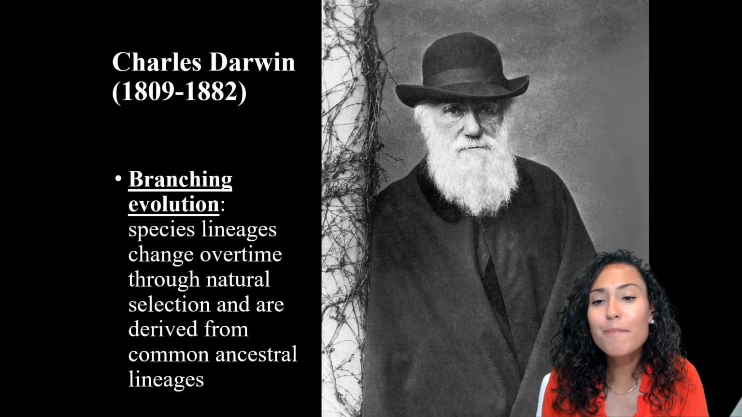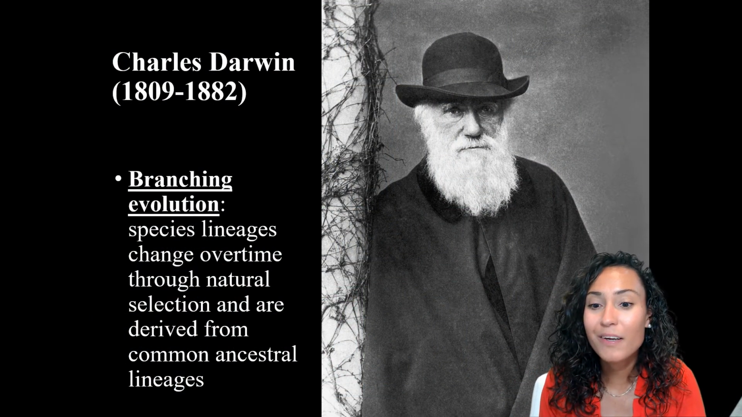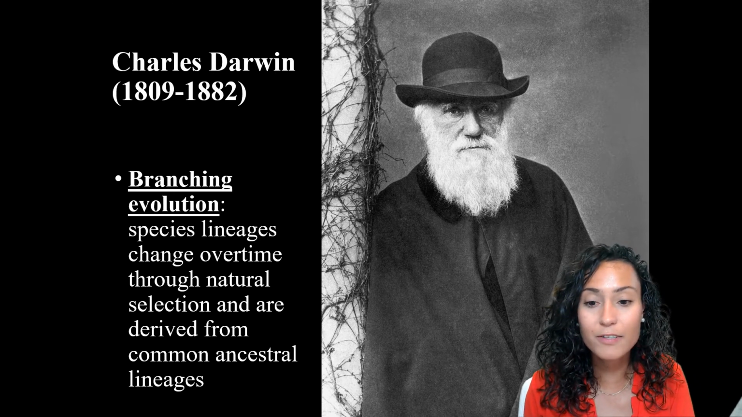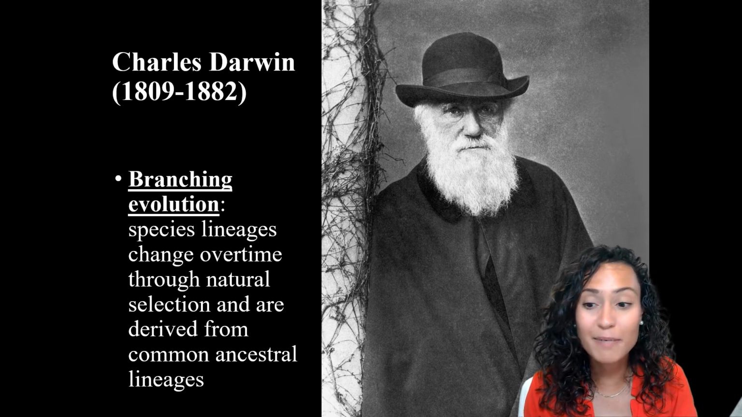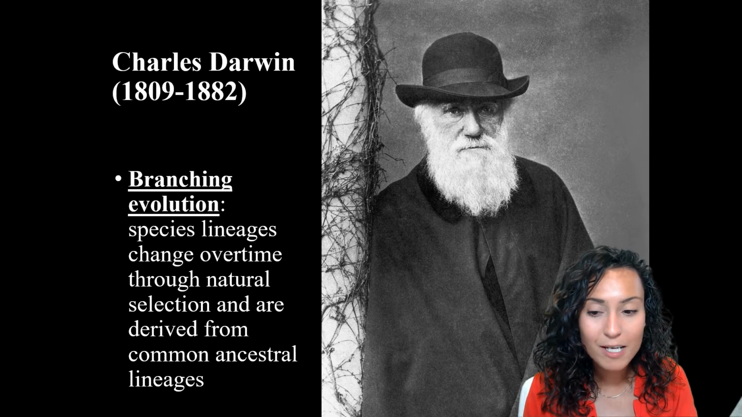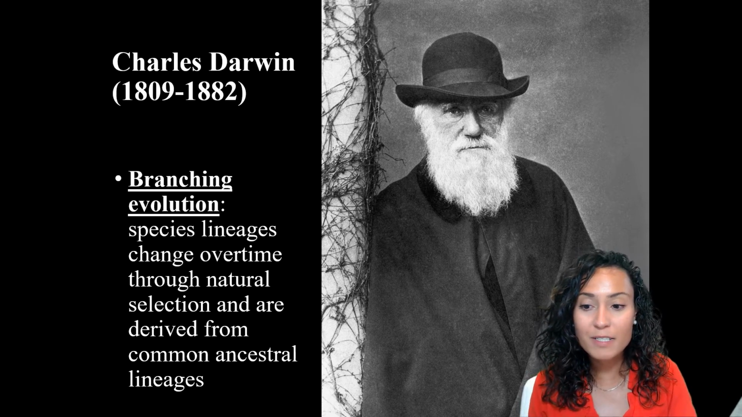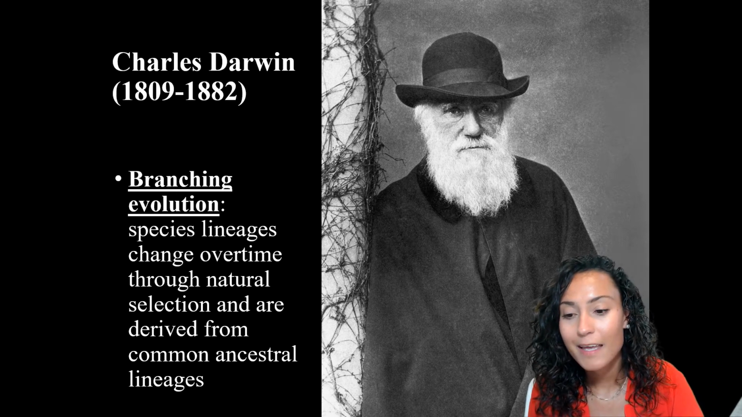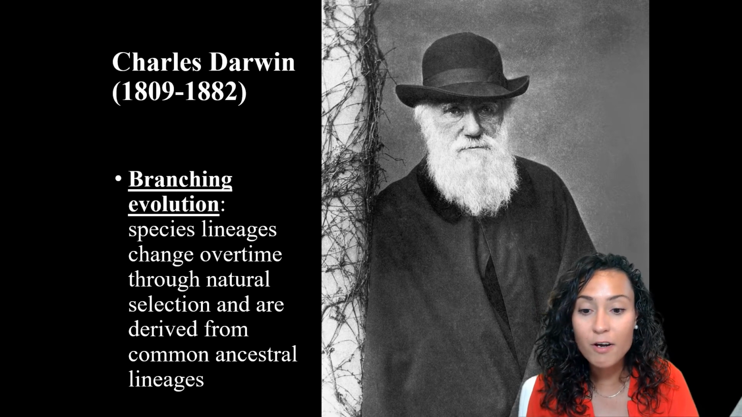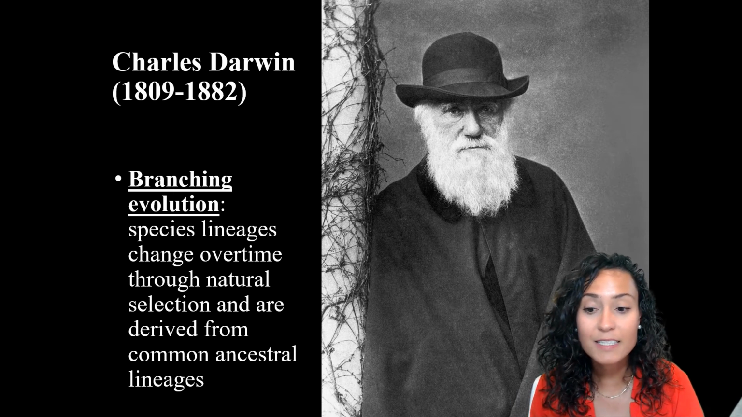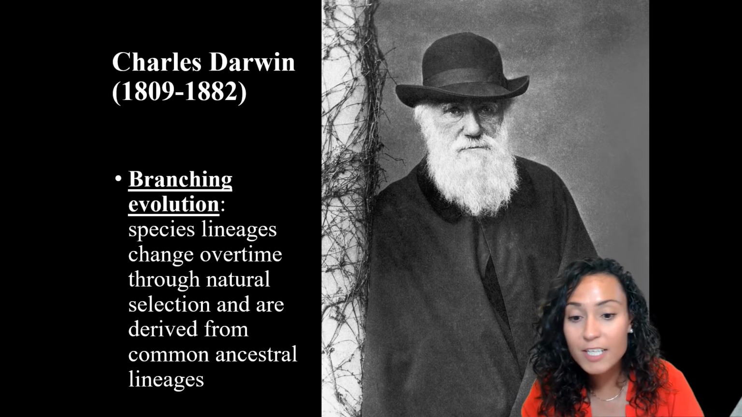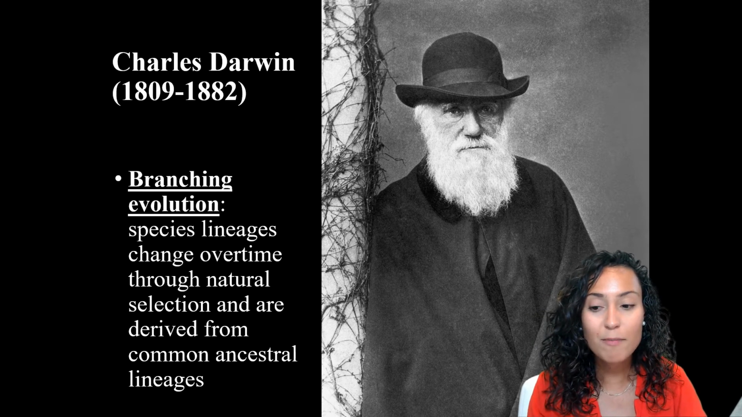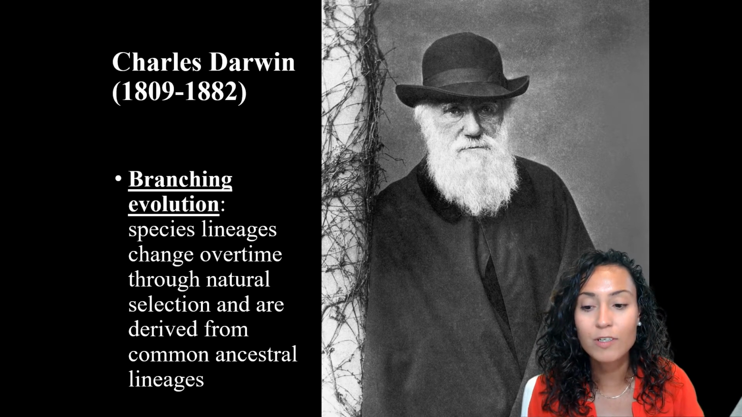As we learned about in Module 1.1, Charles Darwin played a pivotal role in shaping archaeological theories about the antiquity of humanity. In this module, we'll explore in more depth his idea of branching evolution. In The Origin of Species, Darwin proposed the idea that species lineages change over time through natural selection and are derived from a common ancestral lineage.